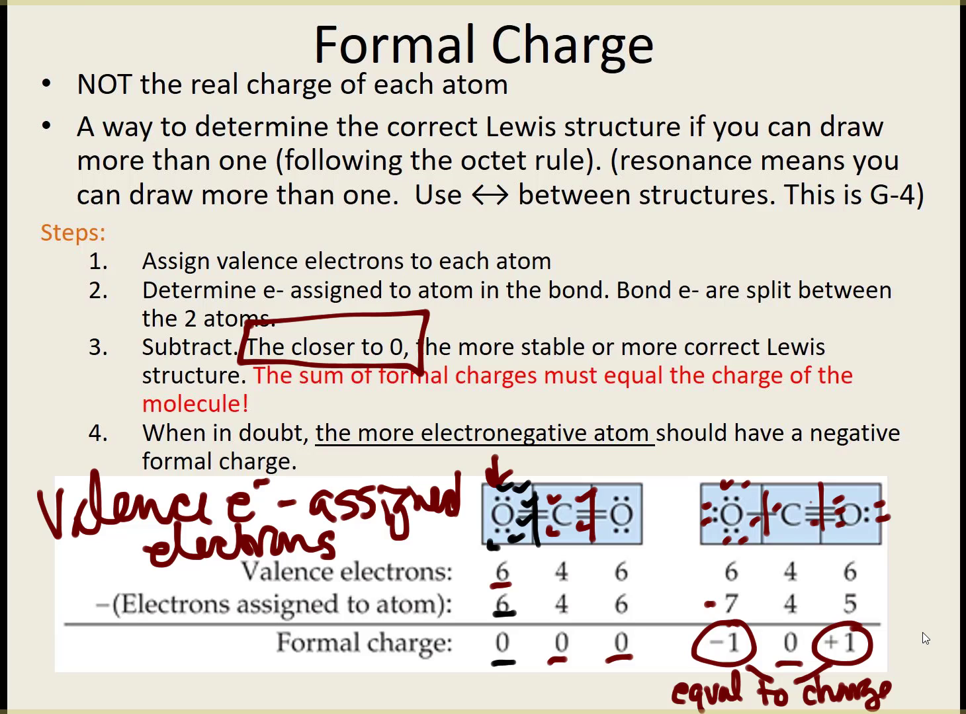As far as which one is most correct, it would not be this one. And the reason why is because 3 zeros are better than a -1 and a +1. Also, oxygens are very electronegative, and you wouldn't assign a +1 to a very electronegative element. All right, let's do another one.